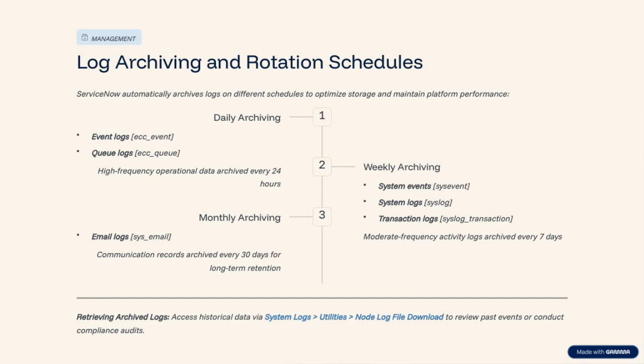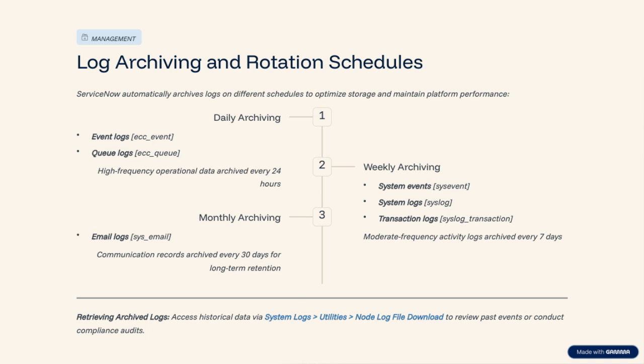Now, let's take a look at how we retrieve archived logs. To access historical data, you would go to System Logs, then Utilities, and select Node Log File Download. This allows you to review past events or conduct compliance audits effectively. It's important to note that communication records are archived every 30 days for long-term retention, ensuring you have access to past conversations when needed. For example, email logs, identified as SysEmail, are part of this process.